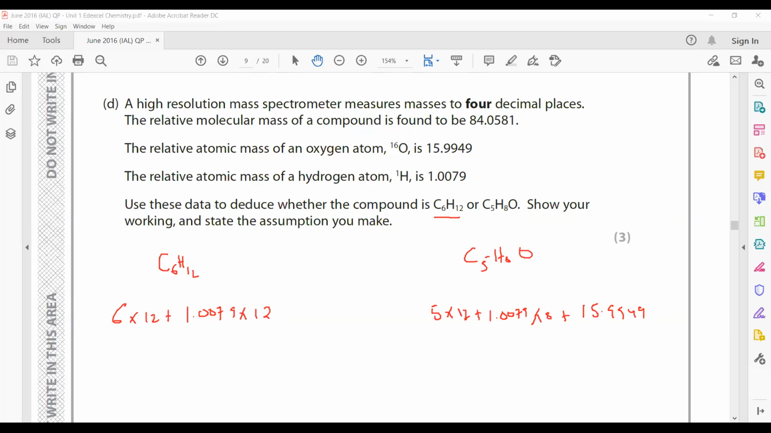So which one does it match when you work it out? This will be 6 times 12 plus 12 times 1.0079, which equals 84.0948. And the other one is 84.0581. If you check the original, that matches with C5H8O. So that means the compound is C5H8O.